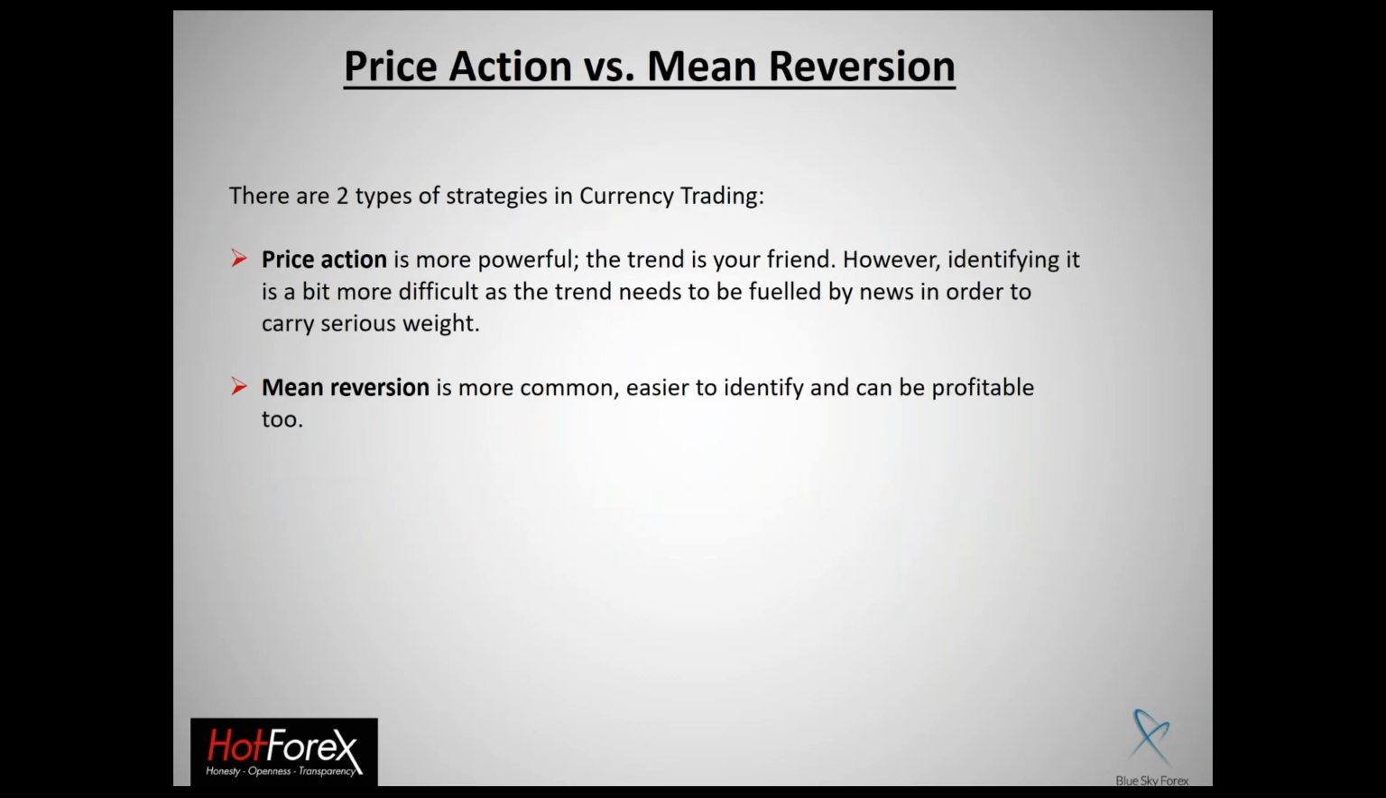Now, with that out of the way, quickly looking into the two market types that you will encounter. The first is price action, essentially a trending market. This is more powerful as it usually is driven by significant news that makes the price move. Identifying a decent trending market can be a bit more difficult than a mean reversion market because you have to understand what is actually moving the price and what is making the market trend. A mean reversion market is a bit more common, it's easier to identify, and definitely can be really profitable if you know what you're doing.